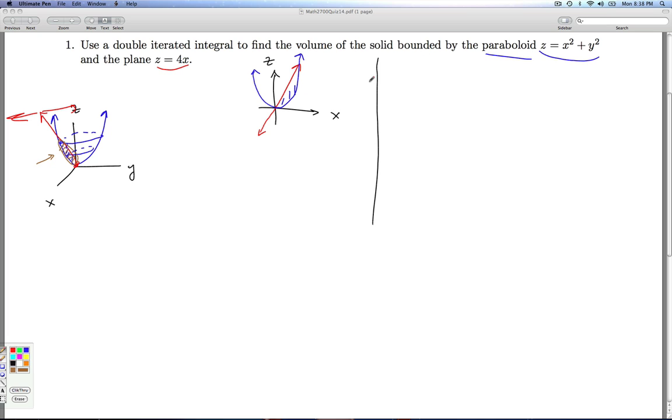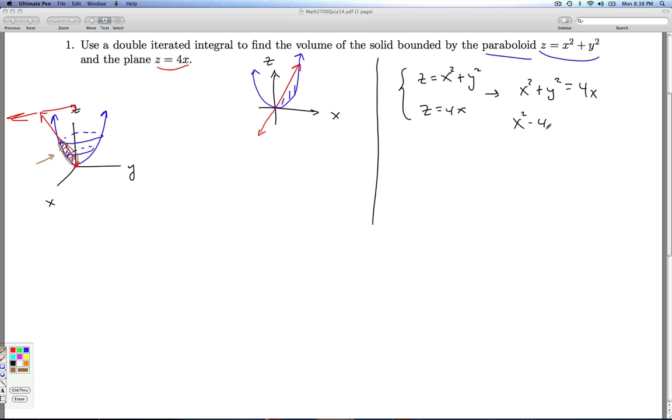If we were trying to find the area between two curves in Calc 1, we would find the intersection of the two curves. So in Calc 3, we're going to find the intersection of the two surfaces. To find where these guys intersect, I'm going to set them equal to each other. I get x squared plus y squared equals 4x. I recognize that as being a conic section.